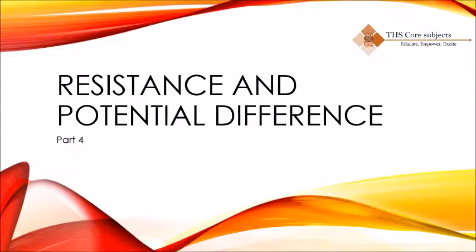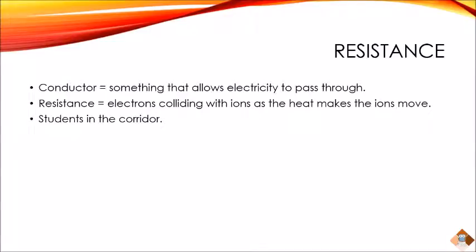Part 4. Potential difference and resistance. An electrical current flows when electrons move through a conductor, such as a metal wire. The moving electrons can collide with the ions in the metal. This makes it more difficult for the current to flow and causes resistance.